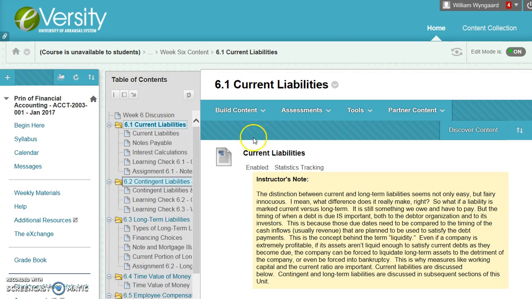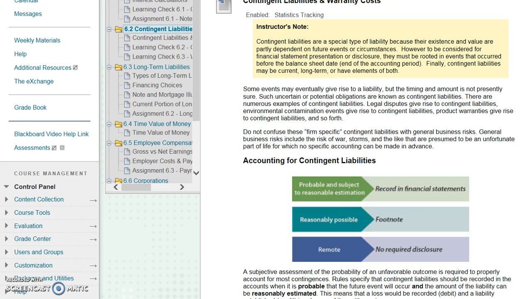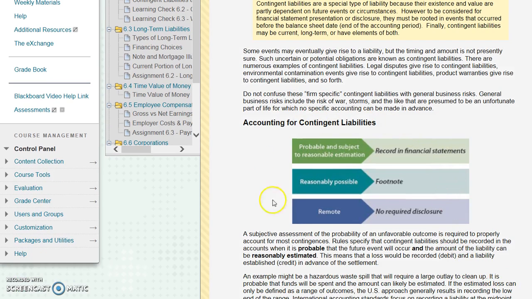The second topic is contingent liabilities. The current liabilities that we just talked about are known liabilities. We knew exactly how much our liability was. Contingent liabilities are unknown or estimated. The key to contingent liabilities is this little chart right here. You have got to know the dollar amount and the fact that you will most likely have to pay this liability before you can do a journal entry and put it on your financial statements.